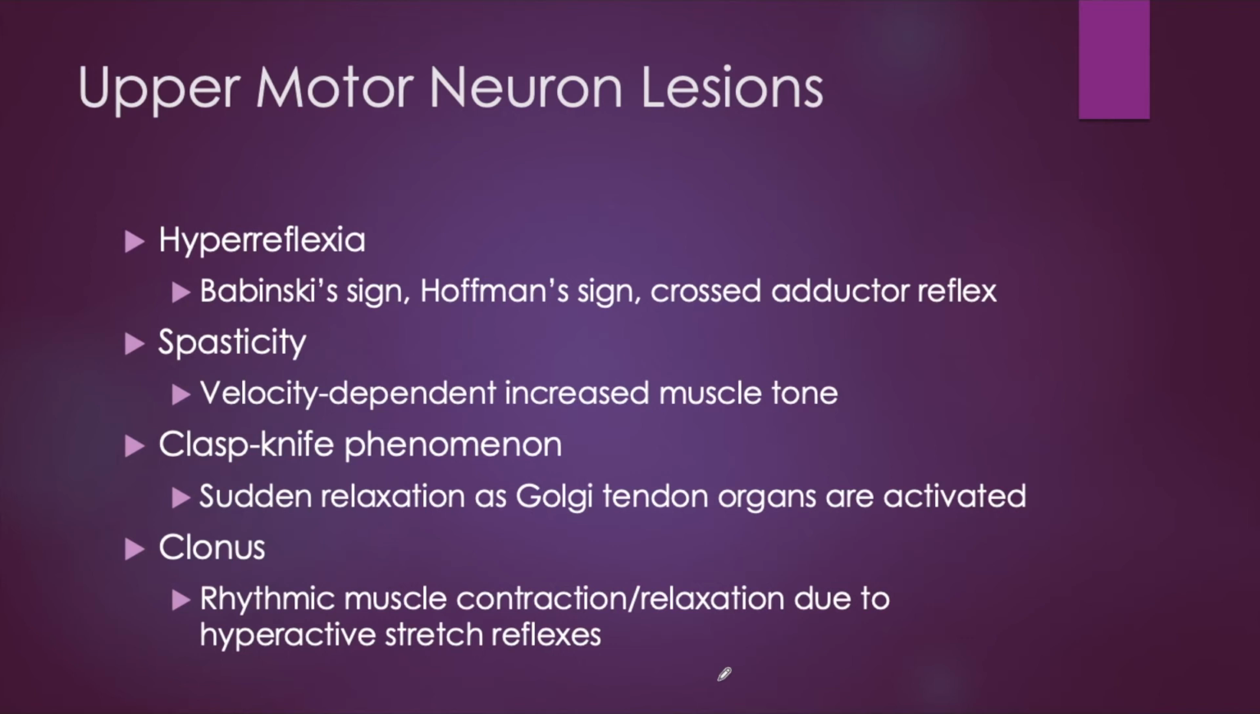You can also see the crossed adductor reflex, which is where tapping the leg adductor tendons on one side causes both the left and right leg adductors to activate. Upper motor neuron injury also produces spasticity, which is increased tone when an extremity is passively moved at high velocity. However, with enough force, there will be sudden relaxation from activation of the Golgi tendon organs in the muscle tendons, known as clasp knife phenomenon. You can also see clonus, which is rhythmic beating of a muscle group after sudden muscle stretching. It's best seen in the ankles.